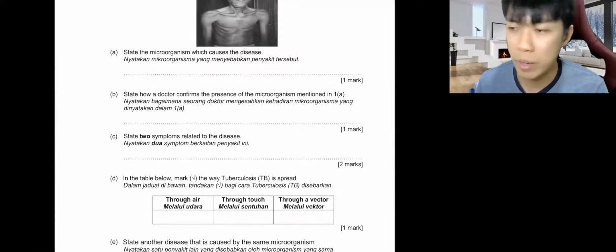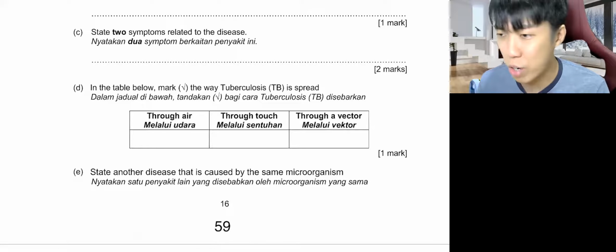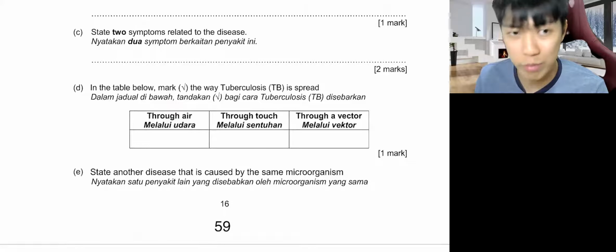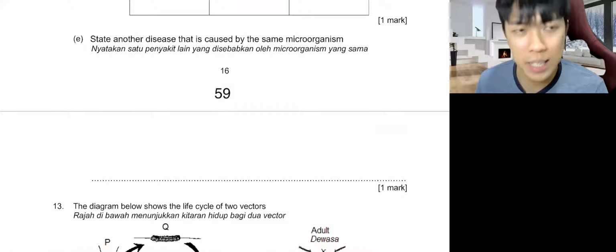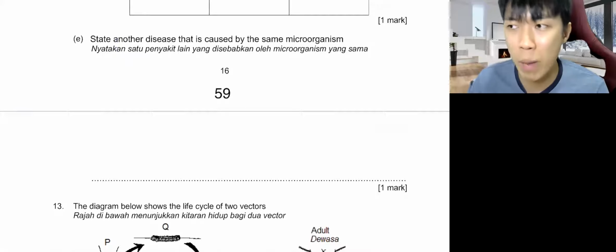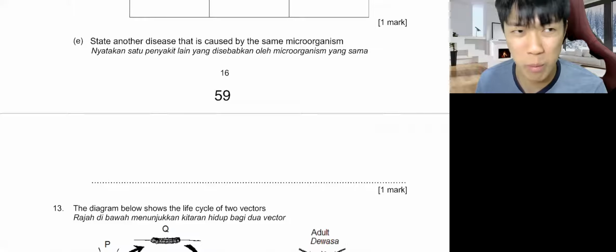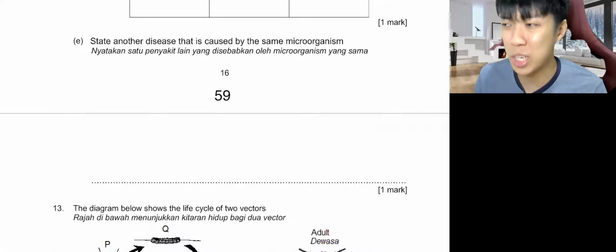Alrighty. Okay, more than enough. Like tuberculosis, how is it transmitted? Hello, through coughing, of course, through the air. Okay, next one. State another disease that is caused by the same. Any disease you know that is caused by bacteria? Do you all memorize some of them? Other than tuberculosis, what else is transmitted through bacteria?